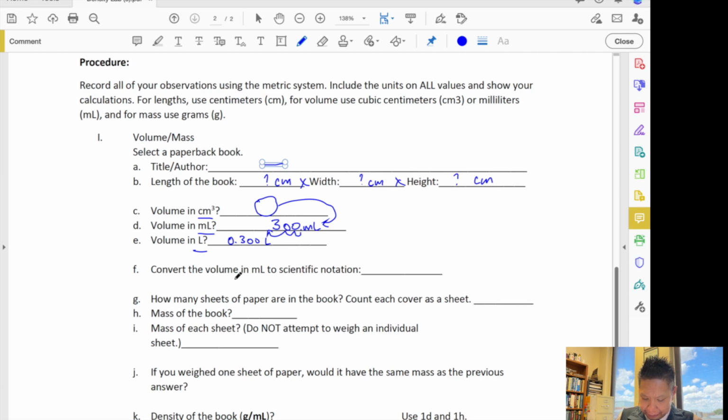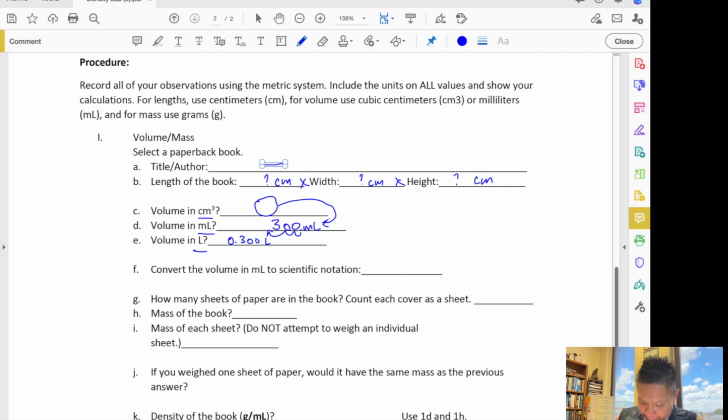Then it asks you, can you convert the volume in milliliters to scientific notation? Well, that's easy too, because all you have to do is take the number and make sure to put a decimal point between the first and second digit, right here. And then count the number of times you have to move the decimal point.